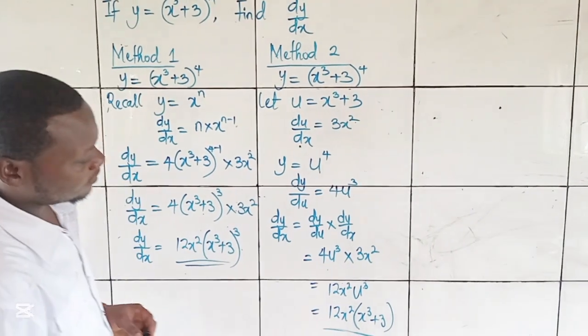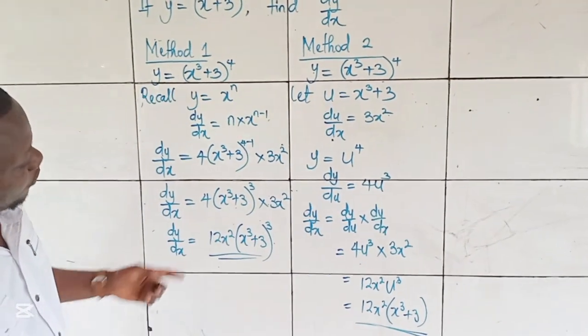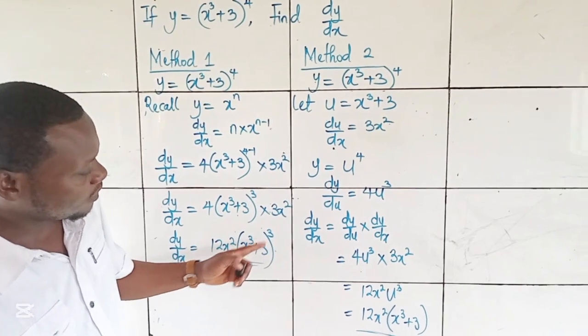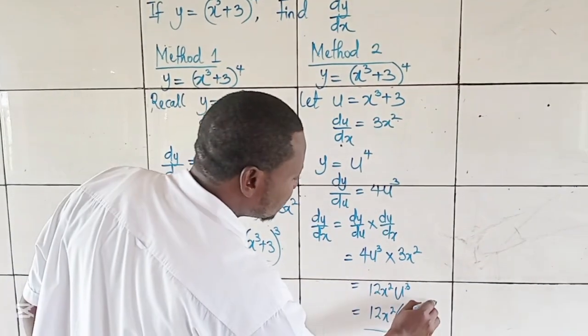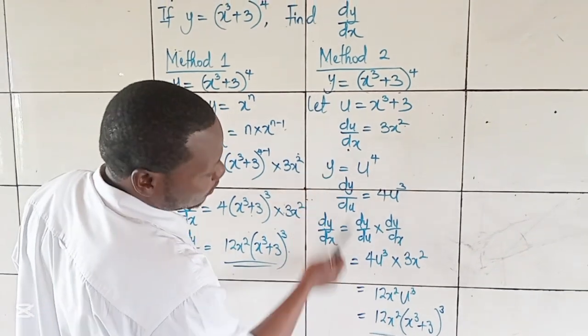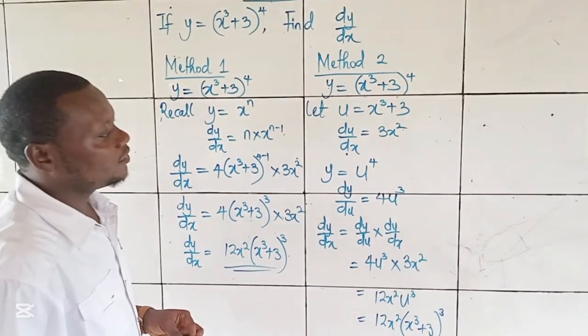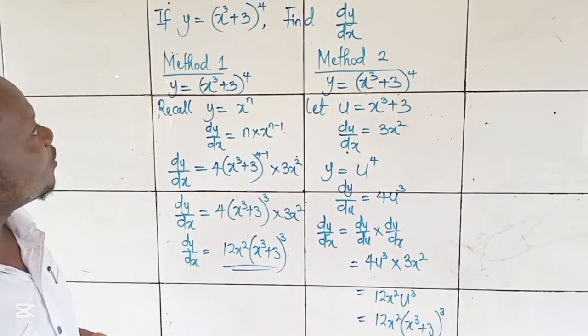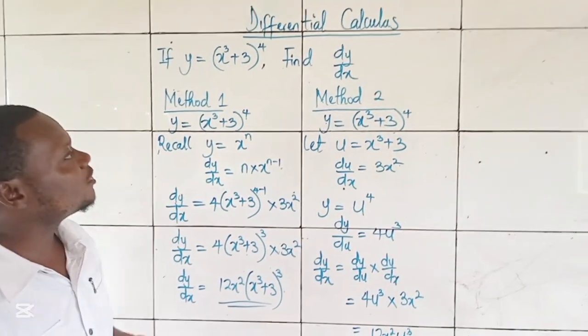Let's compare the two methods. The first method gives 12x^2(x^3 + 3)^3, and the second method gives the same. So practically they are the same thing. We have the same answer for both methods. So which of these methods do you prefer?